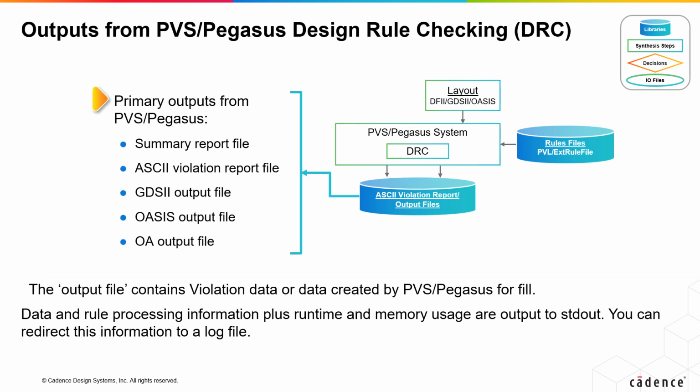The primary outputs generated by PVS or Pegasus are the summary report file, ASCII violation report file, and output file in GDS2, OASIS, or OA formats. The output file contains the violation data, or the data created by PVS or Pegasus for fill. The data, rule processing information, runtime, and memory usage are output to standard output. You can redirect this information to a log file.